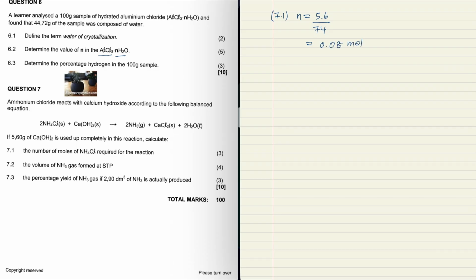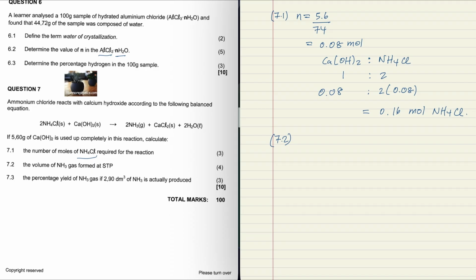Now they want the moles of NH4Cl, so we have to do a mole ratio. So calcium hydroxide to NH4Cl is 1 to 2. So if I have 0.08 moles here, I'm going to have double that. So 2 times 0.08. And that's going to equal 0.16 moles of NH4Cl. Question 7.2, calculate the volume of NH3 gas formed at STP.